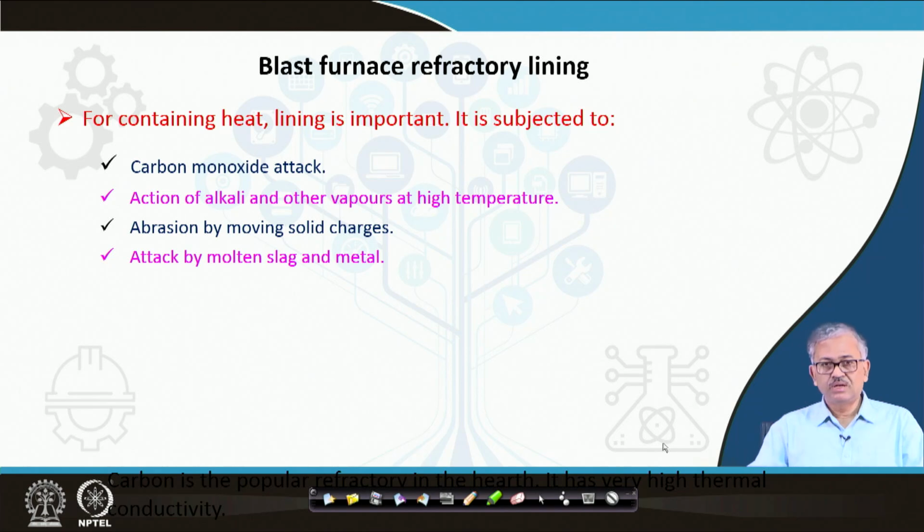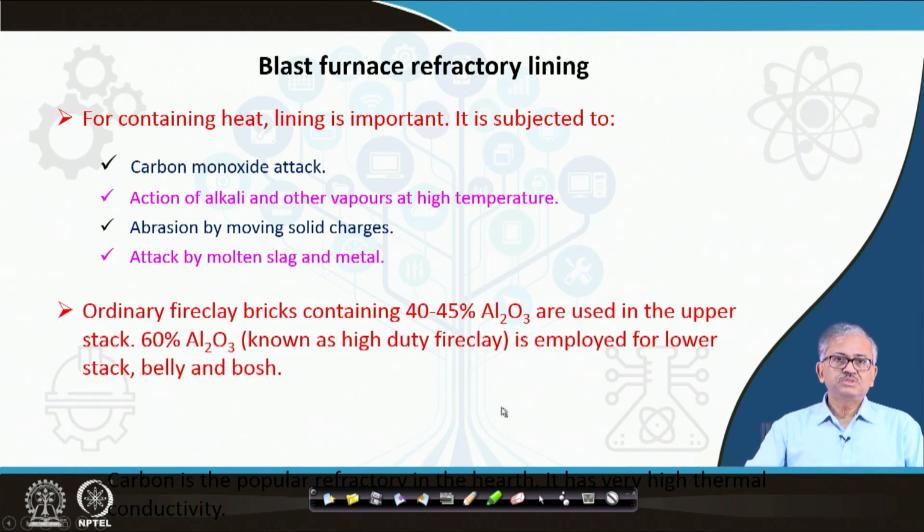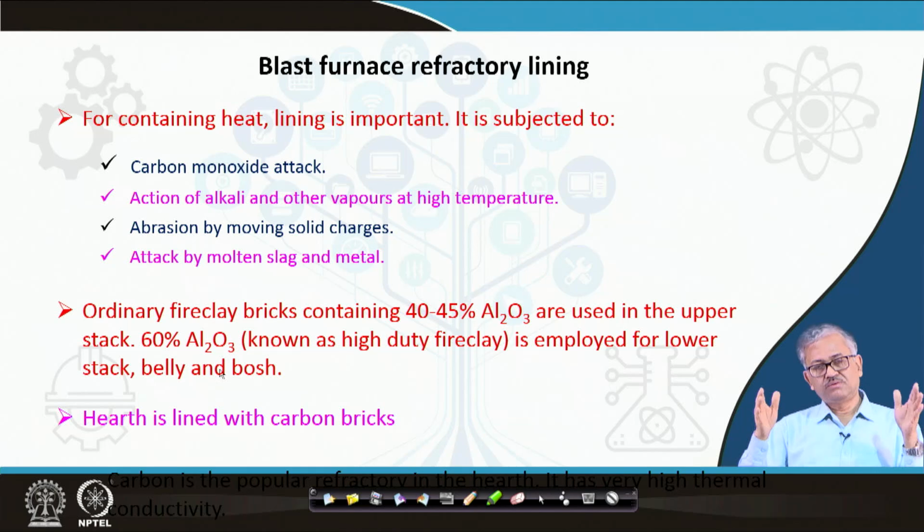Otherwise, the heat demand of the furnace increases. And what are the refractories? That's why they are used. Ordinarily, fire clay bricks containing 40 to 45% alumina are used in the upper stack, and heavy duty fire clay brick, containing more alumina, around 60%, is used in the lower part: stack, belly and the bosh region. And carbon lining is used mostly in the hearth region. So these are the refractory linings.